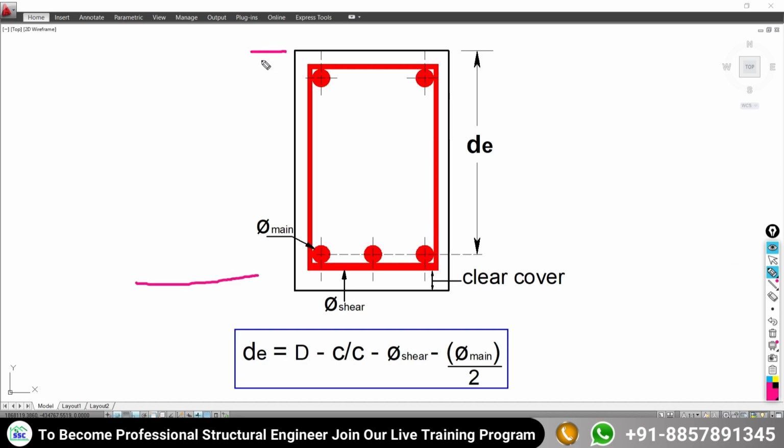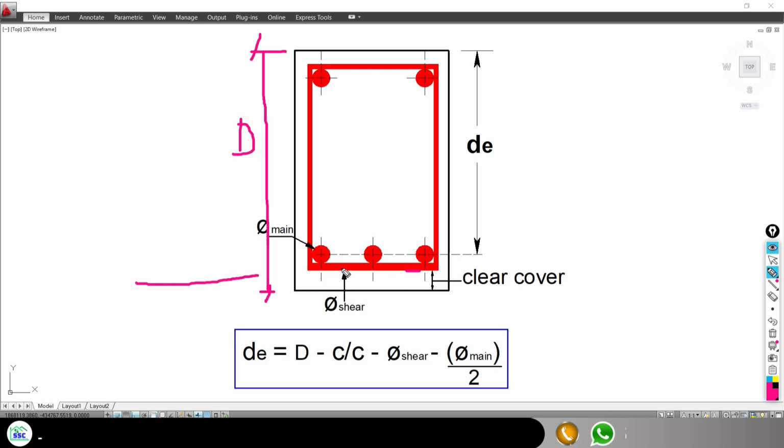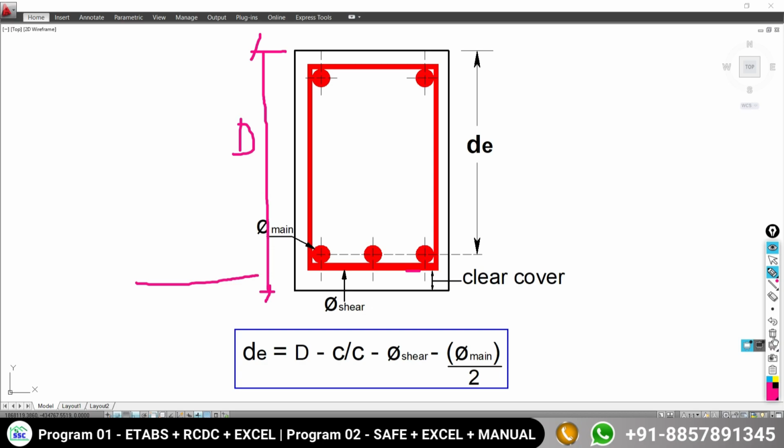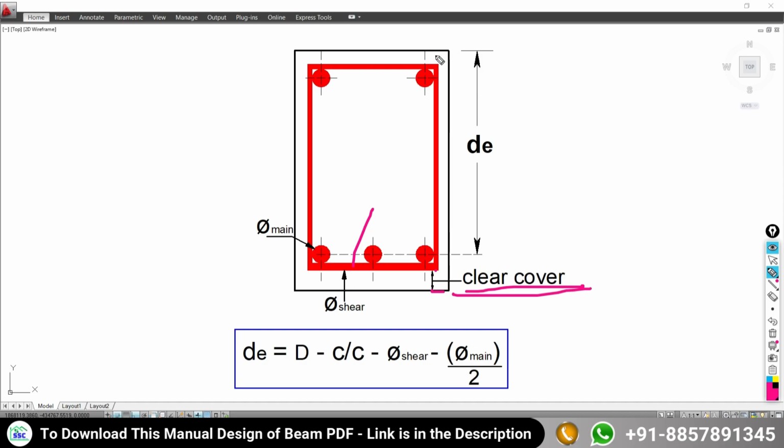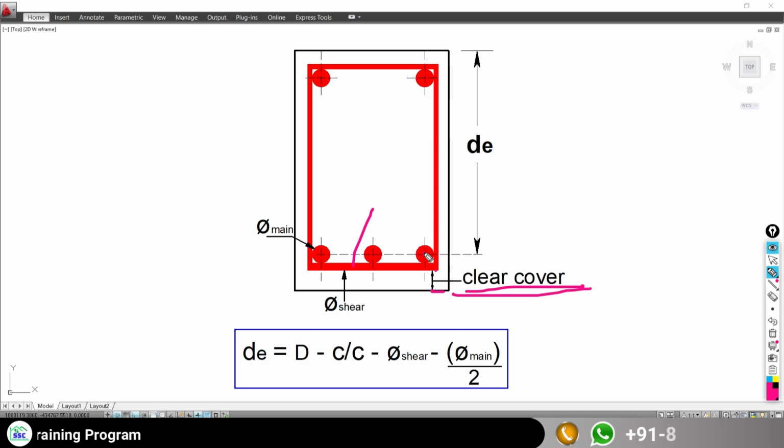This is the overall depth of the beam, and this is the shear reinforcement. From the face of the shear reinforcement up to the edge of the beam, this is called the clear cover. We would like to find the effective depth. What does effective depth mean? Effective depth is measured from the top edge up to the center of the main reinforcement.